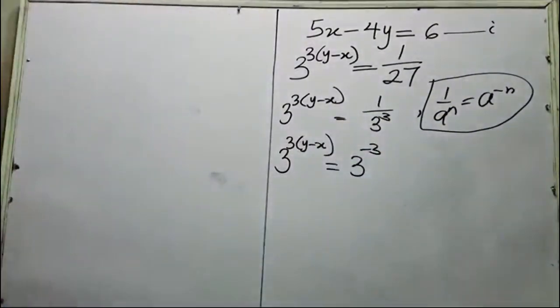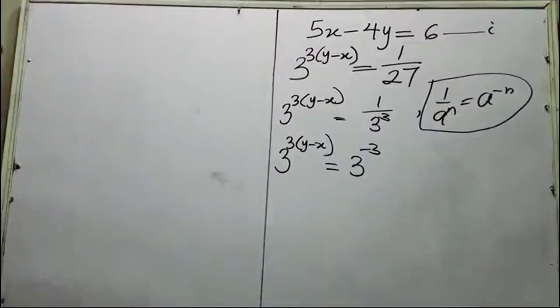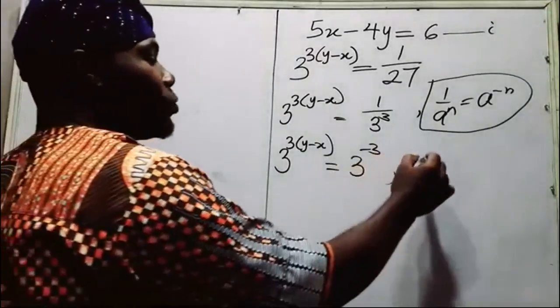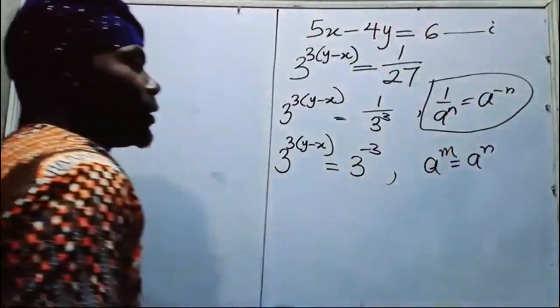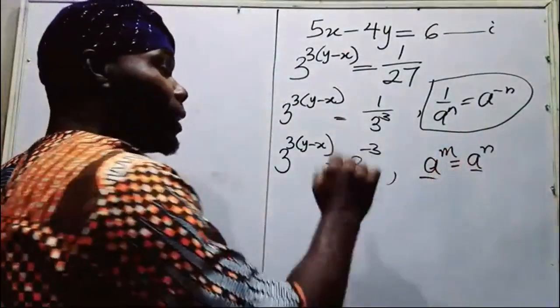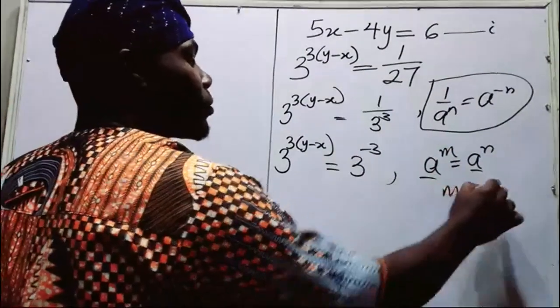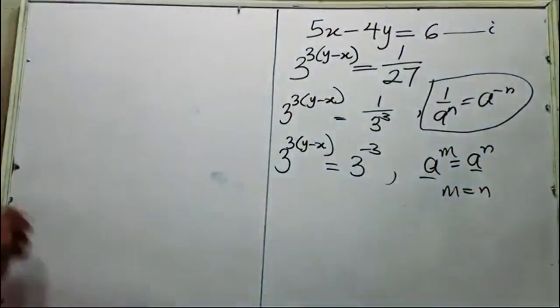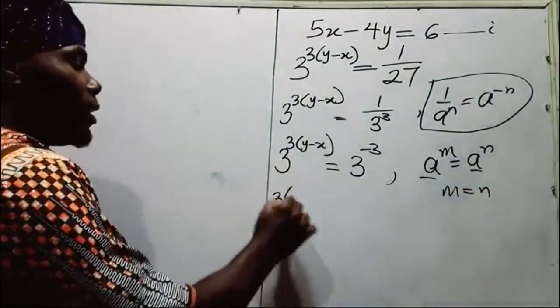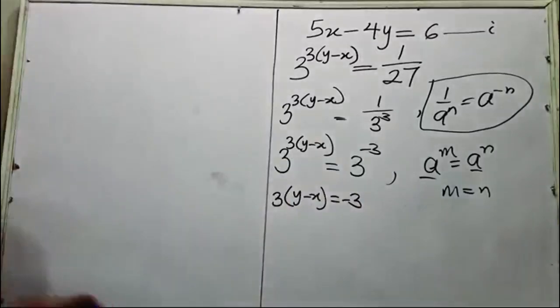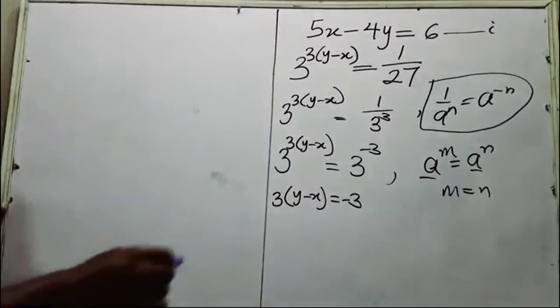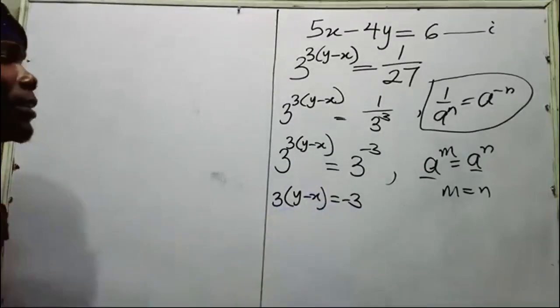Now, recall there is another law of indices that explains this better: a raised to power m is equal to a raised to power n. If the bases are equal, it's telling us that the indices are also equal. So we have 3 bracket y minus x is equal to minus 3. Now, you can see the same factors of 3 and 3, so what we do is to reduce it by 3.